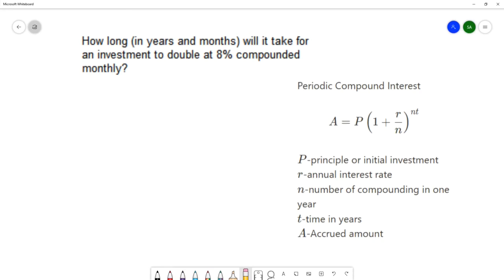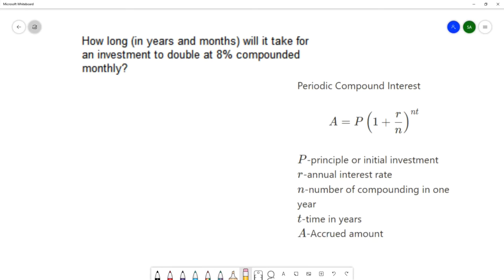So we're going to be using this formula, A equals P times (1 plus r over n) to the nt, where P stands for the principal, the initial investment, r stands for the interest rate, n stands for how often that interest is compounded or added into the account, and t is time in years. And then finally, A is our accrued amount.